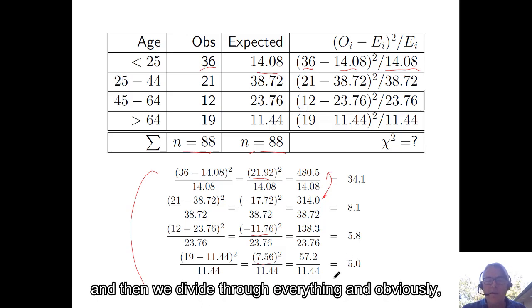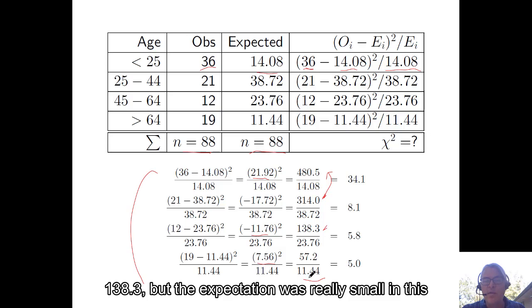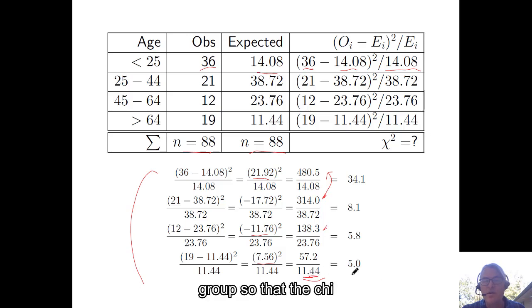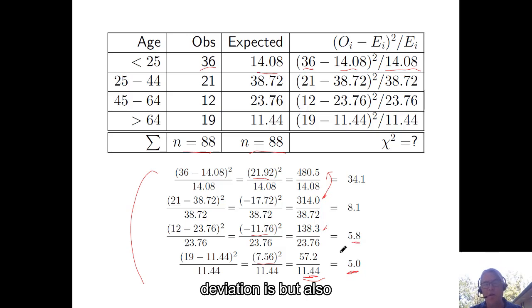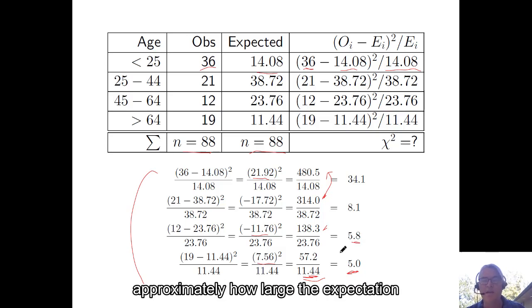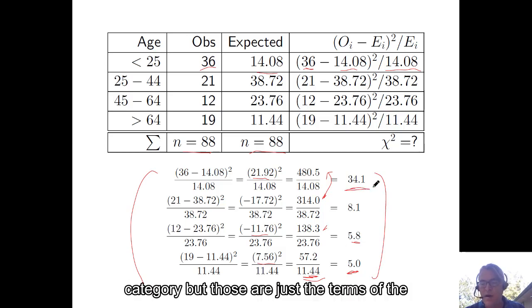And then we divide through everything, and obviously the denominators come into play here. So for instance, 57 is much smaller than 138.3, but the expectation was really small in this group, so the chi-square term is 5.0, which is very close to 5.8 here. So everything factors in: how big the deviation is, but also approximately how large the expectation was. So these are how we calculate the terms, and we can see that there's a big deviation here in the first category. But those are just the terms of the chi-square.